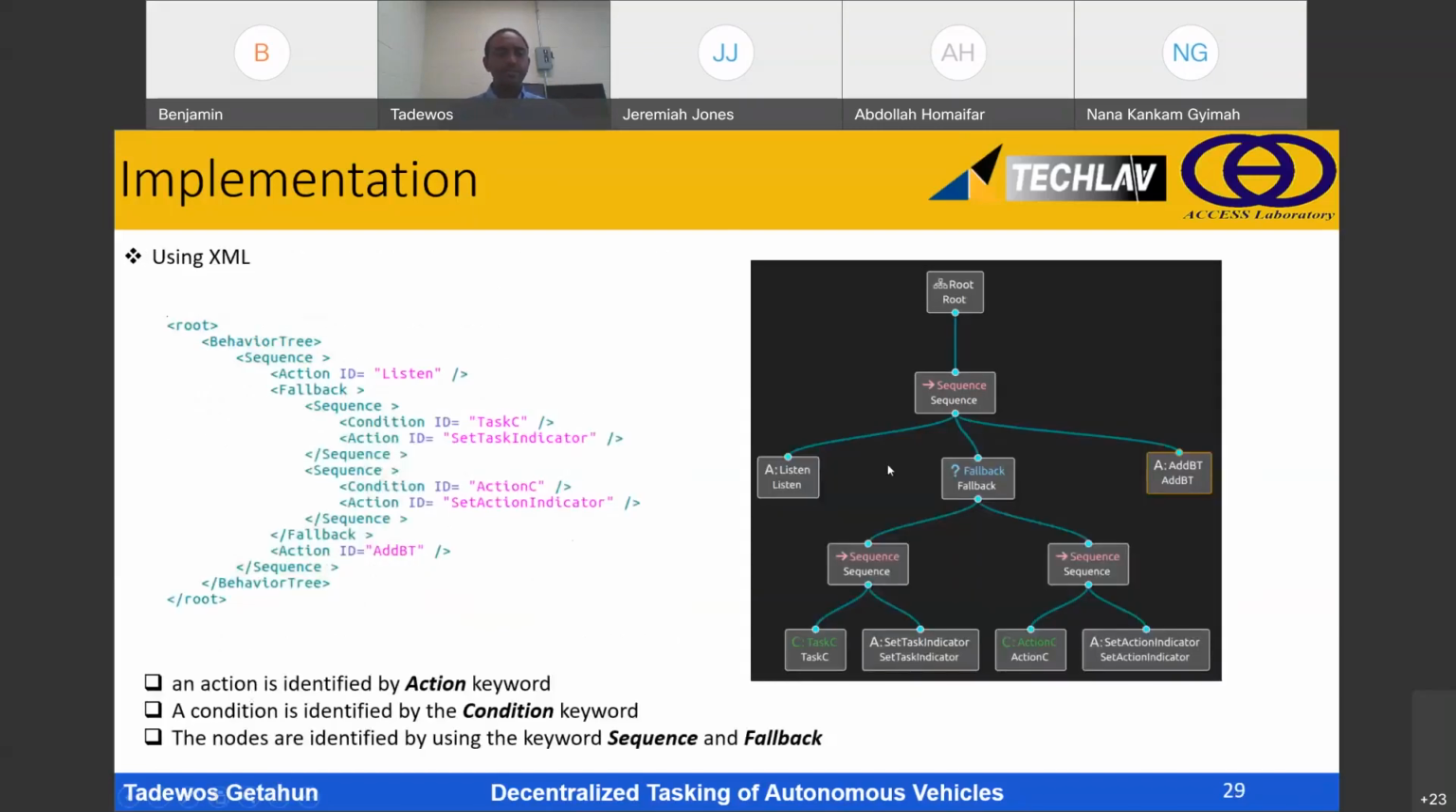This is an example of an XML-based behavior tree. As you can see, we have actions. Actions are represented by the action keyword. We have fallback. The selector node is the same as fallback. By using the fallback or sequence nodes, we can construct the behavior tree according to the desired goal. Also, we have condition keywords to indicate whether a node is a condition or not.